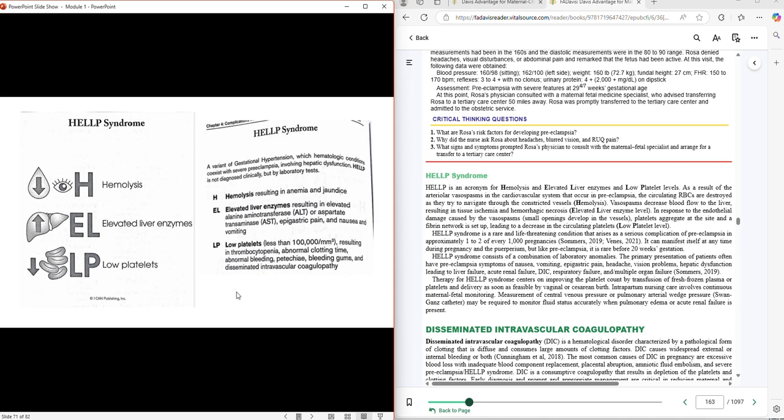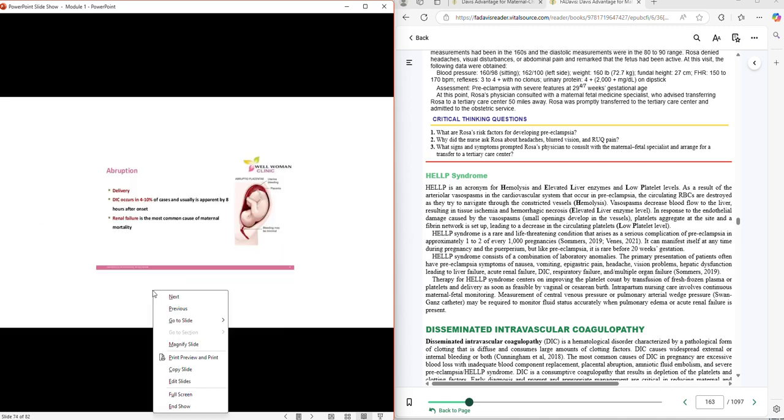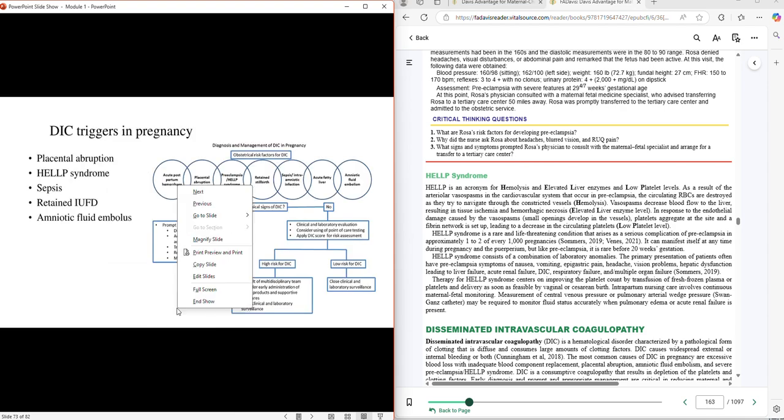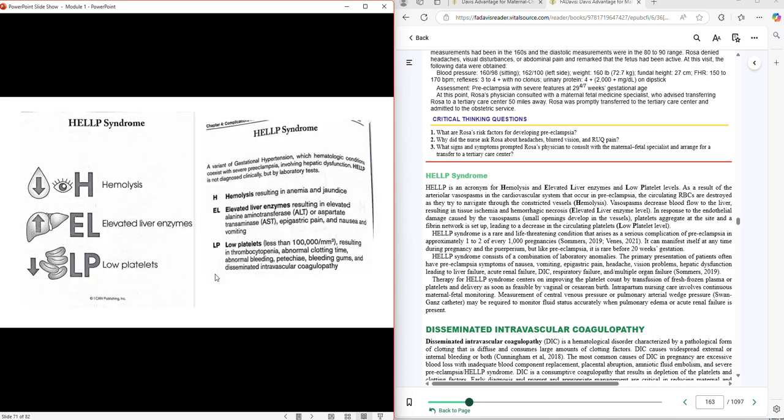All right, so this is HELP syndrome, okay, and DIC. I think I have something that compares these. I'll give you a handout in class. Okay, so HELP syndrome, hemolysis, which we know as the breakdown, right? This is the breakdown of red blood cells. Okay, so you're going to see anemia and jaundice, elevated liver enzymes, so our AST and ALT are elevated, and then of course our low platelets, less than 100,000.